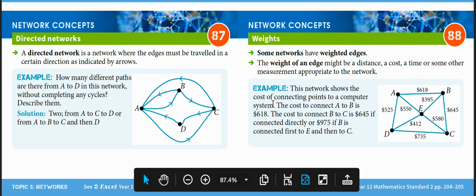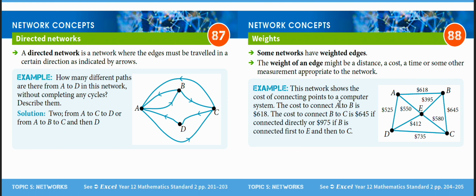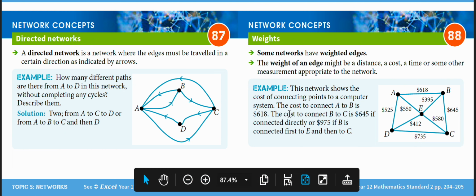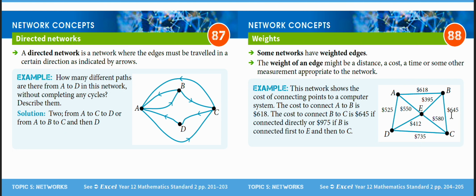This network shows the cost of connecting points to a computer system. The cost to connect A to B is 618. The cost from B to C is 645 if connected directly, or 975 if B is connected first to E and then to C. So again, you have to imagine the direction part of it.